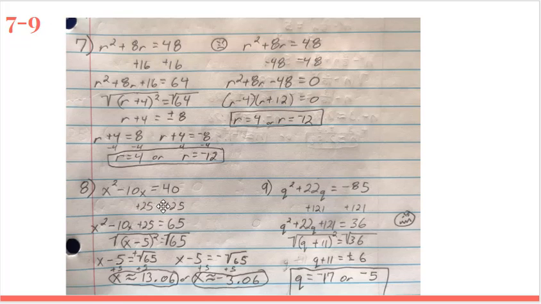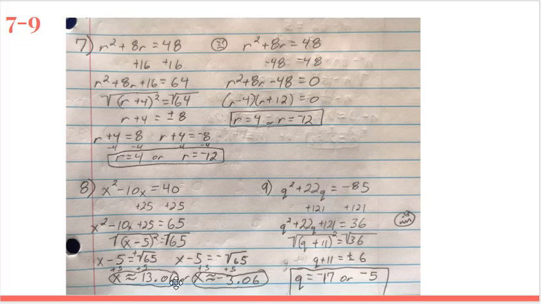Yep, not the case here. Add 25 to both sides because half of 10 is 5. 5 squared is 25. So we add 25 to both sides. Follow the steps. We end up with 5 plus or minus the square root of 65. So then we've got to put that in our calculator.